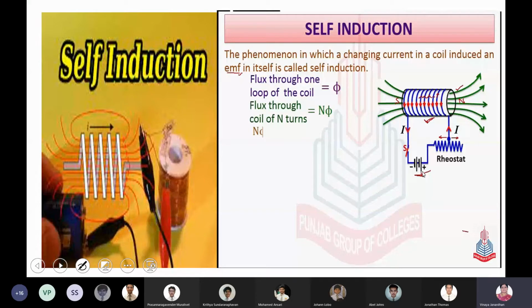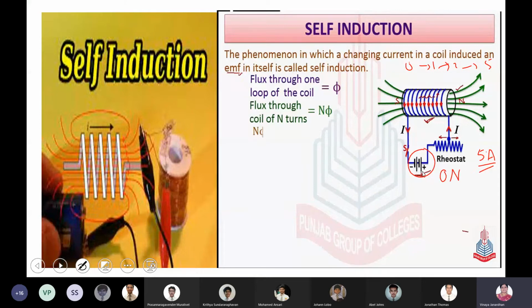The moment you are switching on the circuit, please understand, boys, say this battery is capable of maintaining a current of 5 ampere. The maximum current that can flow through the coil with this battery is 5 ampere. So when you switch on the circuit, the current will not immediately reach 5 ampere. The current is going to increase from 0 to 1 to 2 and then finally it reaches 5 amperes. This is called the growth of the current. All this takes place in nanoseconds. We will not be able to perceive it.